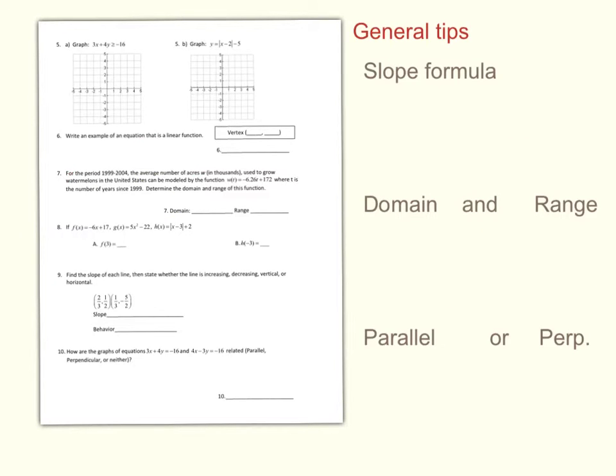Alright, with page 2 of chapter 2 review, there are some general tips that I think are going to help you a lot with being able to complete this page. The first one is your slope formula. You might already have this. I'm sure you have it in your notes. If you don't, you want to find it in this video.